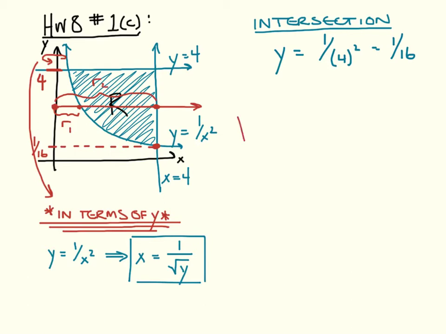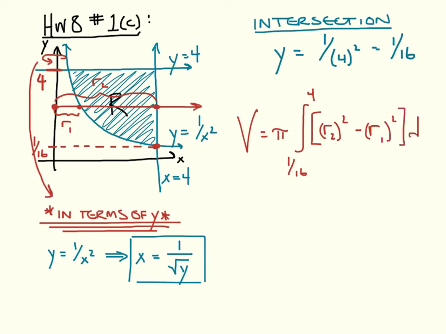Then to find volume, we want to integrate pi times, in this case, our bounds are 1/16 to 4, of R2 squared minus R1 squared. Since we're revolving about the y-axis, again, everything should be done in terms of y. R2 is easy. It's determined by this vertical line, which is parallel to the y-axis, so it's always 4 units away.